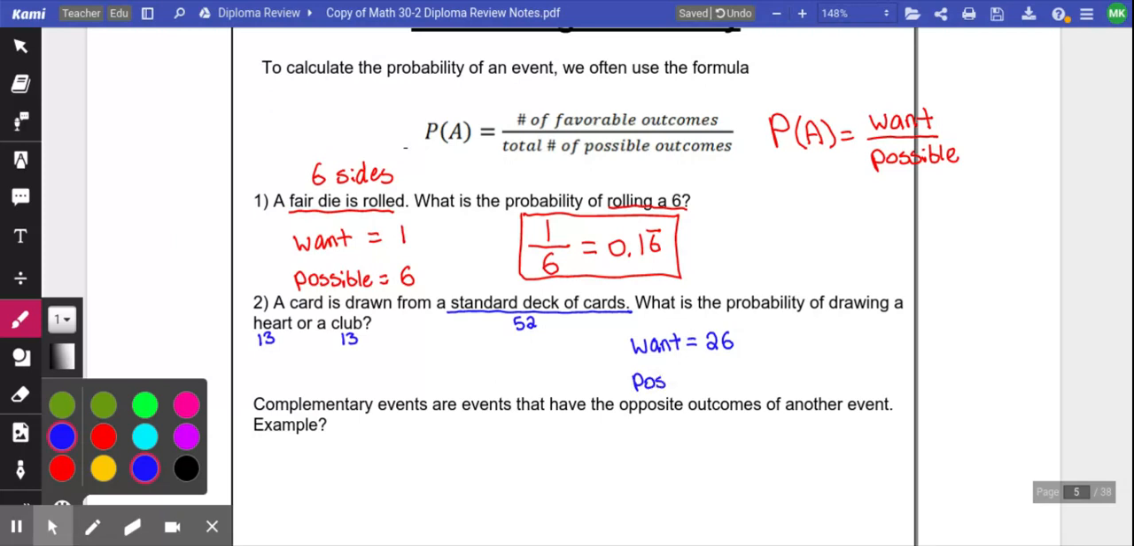What's possible is that there's 52 cards in the deck, and you could possibly draw any of those 52, making your probability 26 out of 52. That likely would not be your answer on the test. If you put that in your calculator, it's 0.5. If you hit math frac in your calculator, it's 1 over 2. Those are your most likely answers.